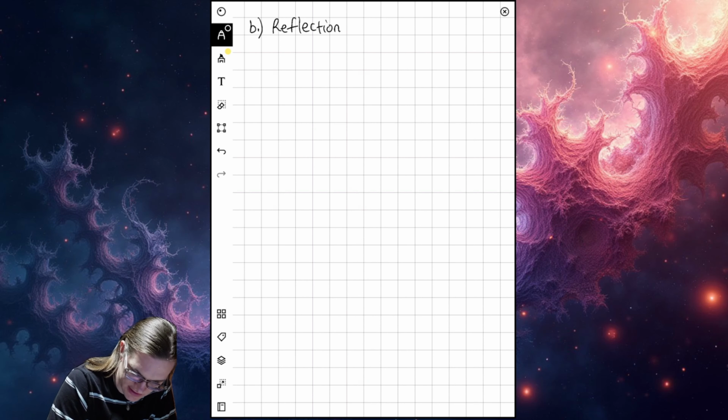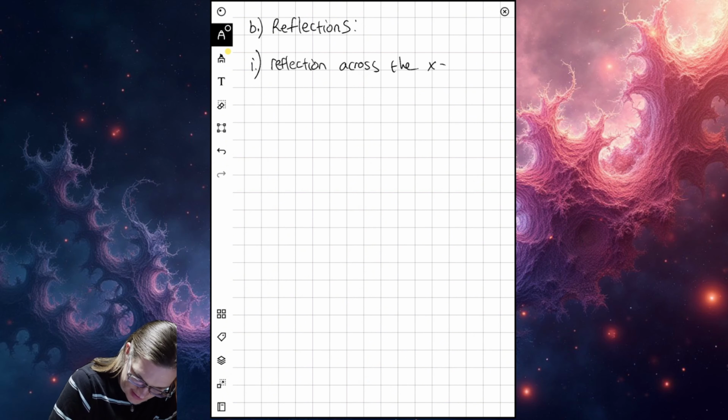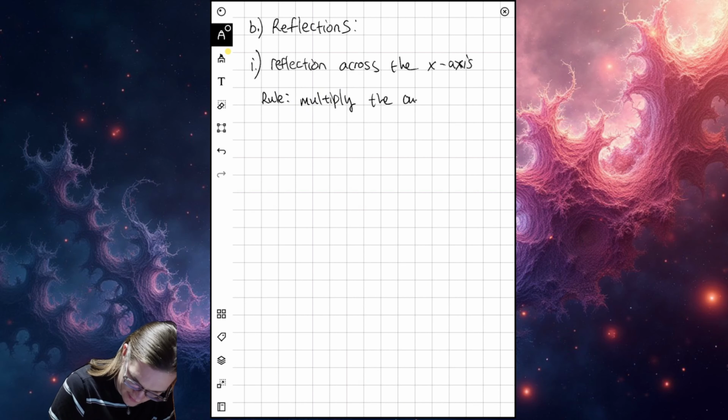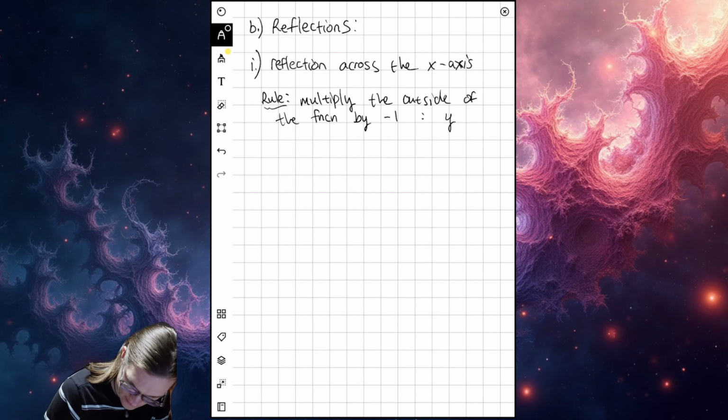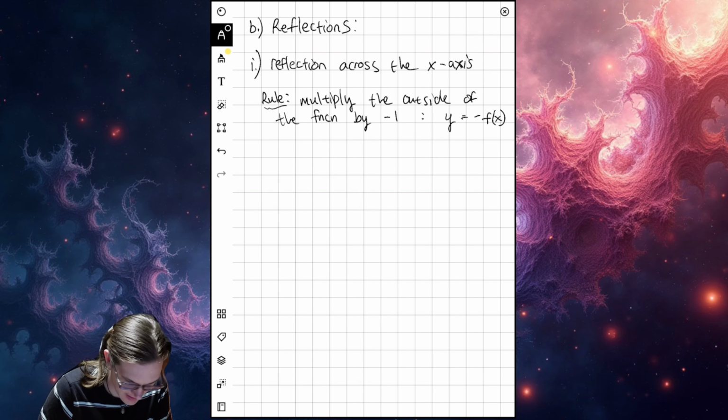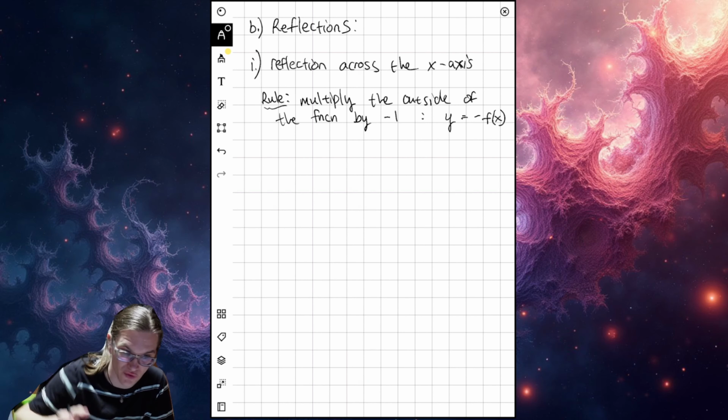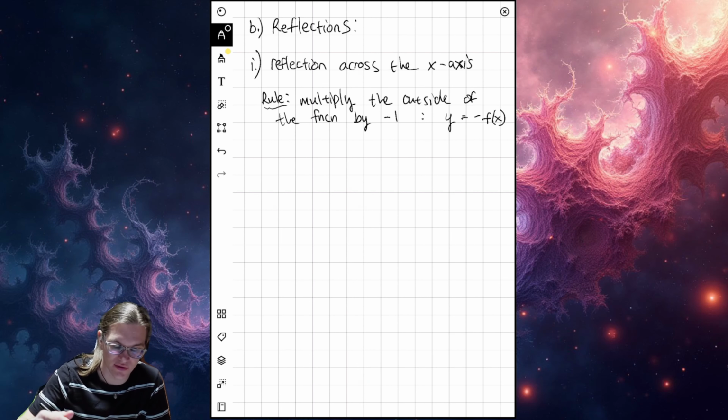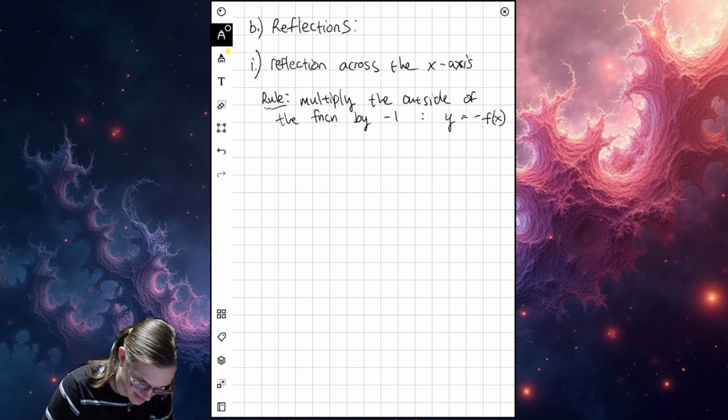And then we have reflections next. So first, a reflection across the x-axis. To do that, the rule is that you multiply the outside of the function by negative 1, right? So y equals negative f of x. And that's going to flip it or reflect it across the x-axis. So it's going to flip it or reflect it vertically. It's going to flip it along the y, but it's going to flip it across the x-axis.